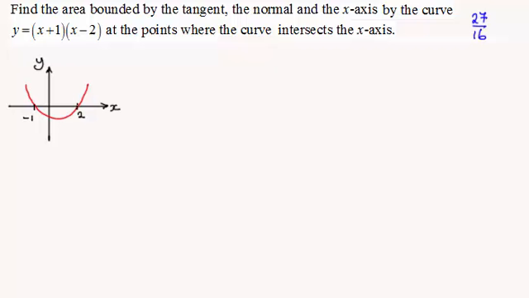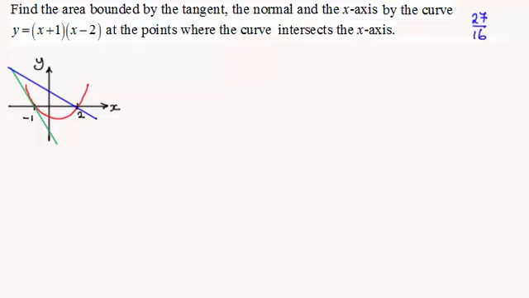Now we've got to construct the tangents and normals at these 2 points. The question is, do we draw a tangent at -1 and a normal at 2? Or do we do a tangent at 2 and a normal at -1? Well, let's just say we start by drawing a tangent at -1. It's going to look something like this. And then we draw the normal at 2. That's going to look like this. And so what we're looking for is the area contained in this triangle here.